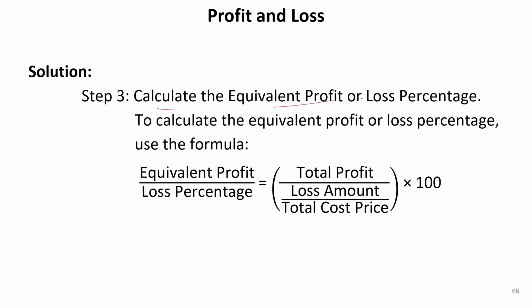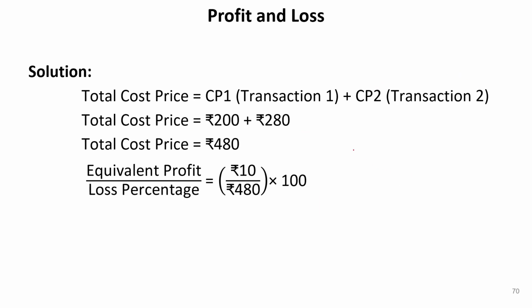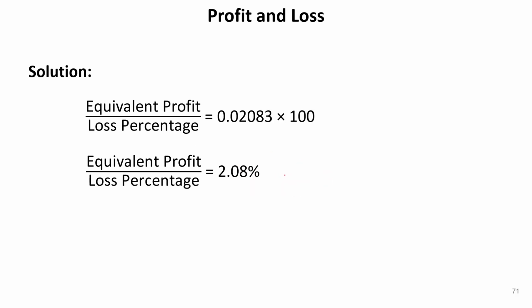So calculate the equivalent profit or loss percentage. To calculate the equivalent profit or loss percentage, use the following formula: equivalent profit or loss percentage is equal to total profit or loss amount, whole divided by total cost price, into 100. So putting in the values, we are left with 10 by 480 whole into 100. This is 2.08 percent. This will be the correct answer.